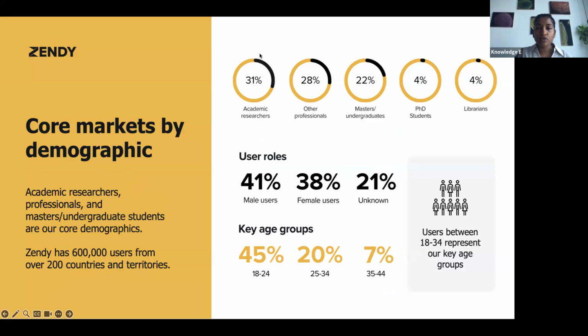Now, in terms of who uses Zendy, we have a very diverse demographic base. We've got academic researchers, professionals, masters, undergrads, PhDs, librarians. We have almost 600,000 users from over 200 countries and territories. Zendy is a platform designed specifically to address the need of access to research, as well as support your research discovery process through AI. This is something that I'll go through in a couple of slides.